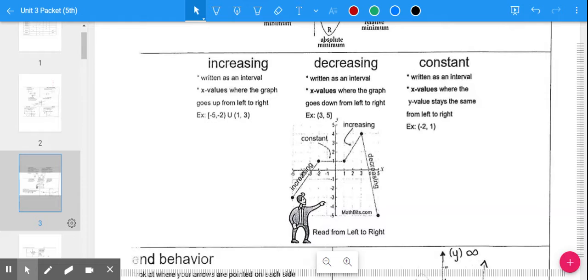So, interval of increase, decrease, and constant. When your graph is going up to the right, we talk about an interval of increase. When you write your interval of increase, decrease, and constant, you are always referring to the x values, and that will be important through this whole thing. Decreasing is going down from left to right, and constant is staying the same, so it's a flat line moving from left to right.